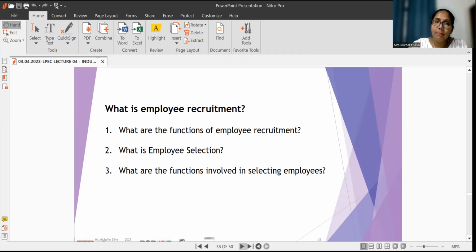Then the second one is, what is the function of employee recruitment? The answer is attracting potential applicants. Attracting potential applicants, not attracting potential employees. Still they are not employees, still they are applicants. What is employee selection? Employee selection is selecting the best applicants as employees for the organization. Write down what is employee selection: select the best applicants as employees for the organization.